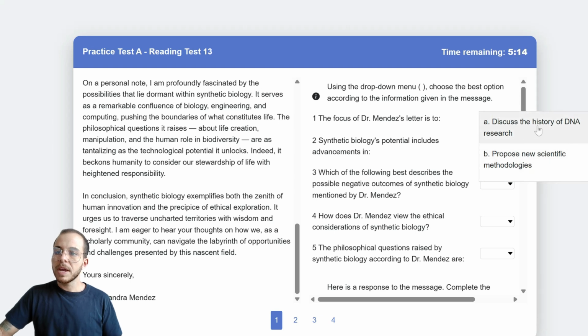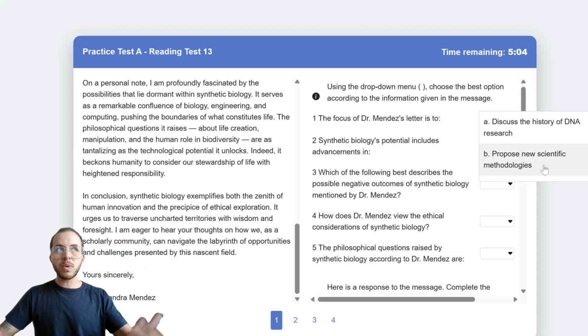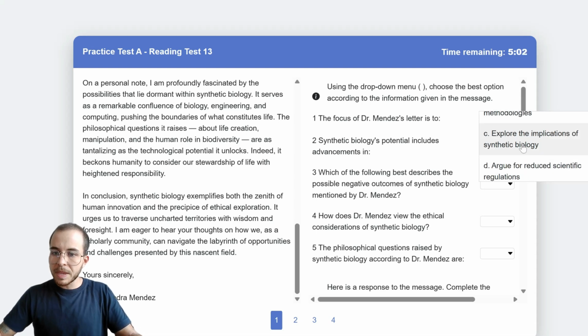Oh, we gotta go to the top. Discuss history of DNA. No, it wasn't the history. Propose a new scientific methodology. No, she never proposed a lot. She was asking about the curiosities of it.